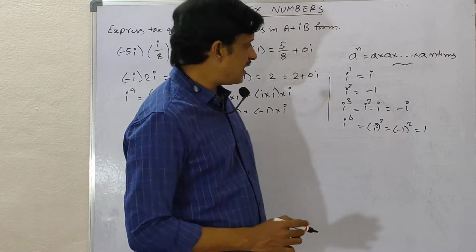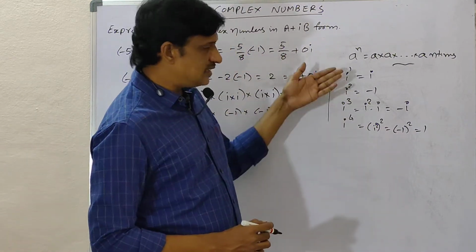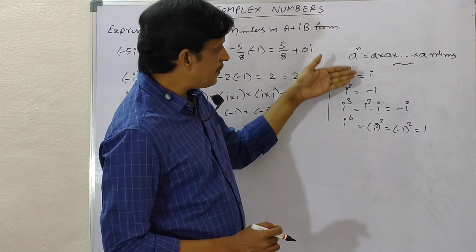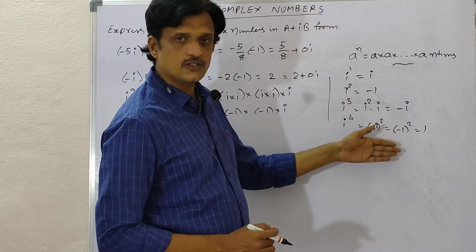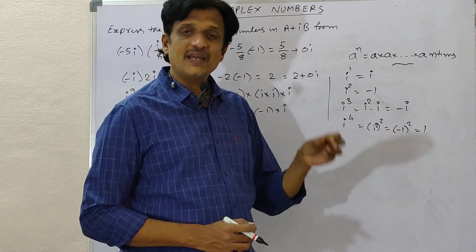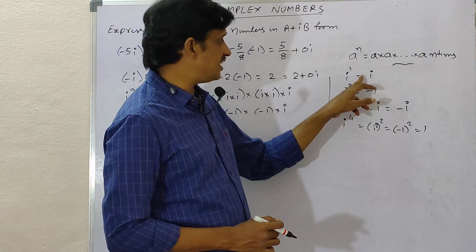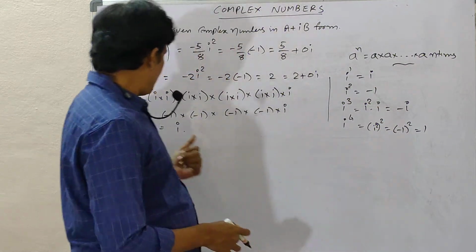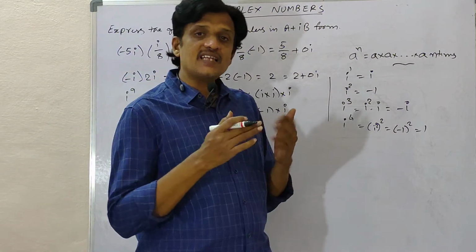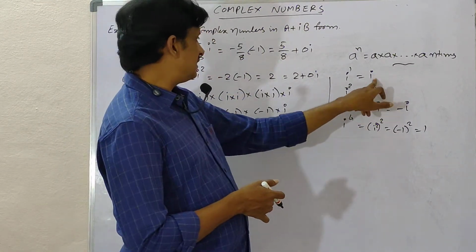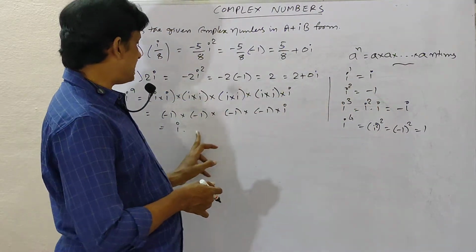So just observe this sequence of terms. You are getting i, minus 1, minus i, plus 1. So if you divide the index by 4, based on the remainder, whether it is 0, 1, 2, 3 or 0, you can say. Here index is 9. If you divide 9 by 4, you are getting the remainder 1. That is why this i is the required value.